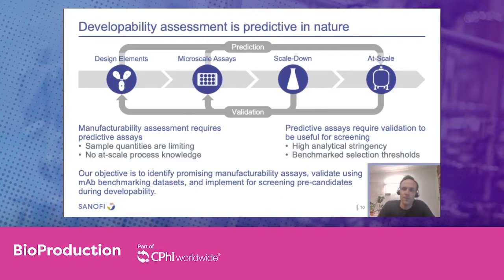So the need for predictive tests is implicit, and within those predictive tests, it's very important to have a high bar for analytical stringency, and also that these tests be validated, in the sense that they're proven to be predictive of the aspects that we are anticipating. So this has become a big mandate for our group. It's one of our primary objectives to identify promising manufacturability or developability assays, to validate these using benchmarking data sets, and then to implement them in our overall developability strategy.